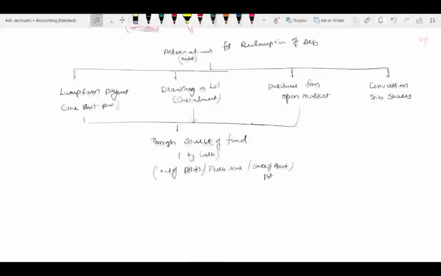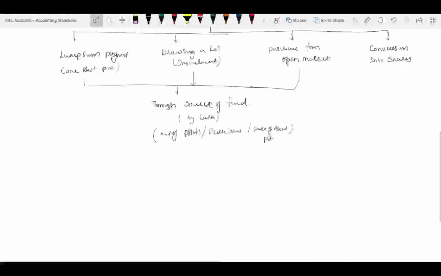Now let us go for the things. Source of funds, here I will not discuss what the source of funds is. Your assumption: I am going to purchase either by lump sum payment, or drawing a lot, or purchase from the open market. Lastly, conversion into shares, those entries. That's all. For the source of funds, I assume there will be adequate funds. If not, in a problem they will say I will go for sale of asset or fresh issue, etc., and based on that the entry will be passed. That's all. Got it? Now, this is just a glimpse of the case.